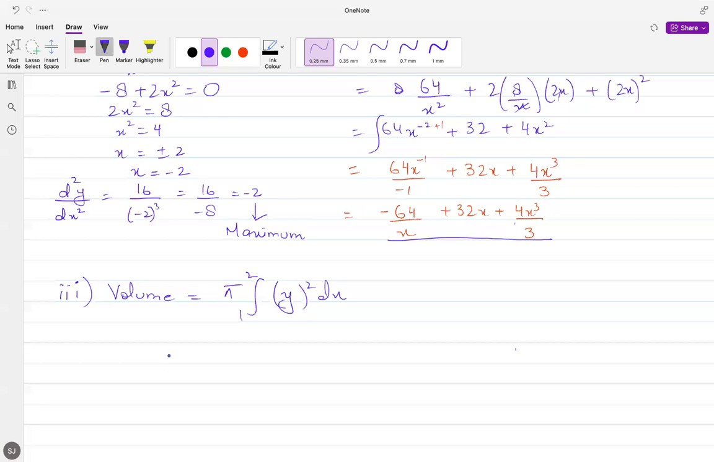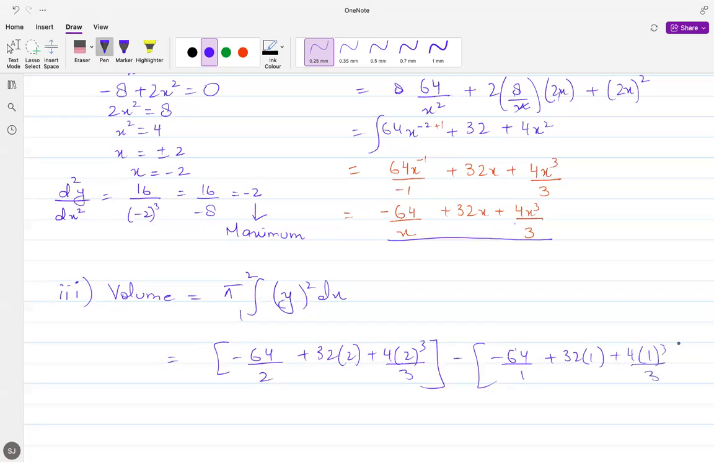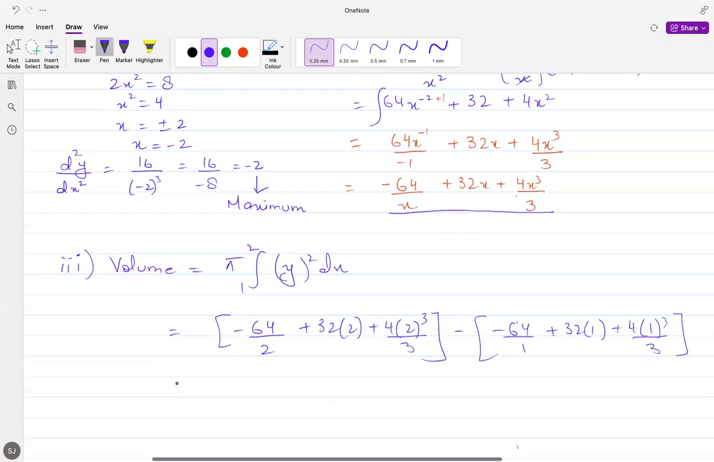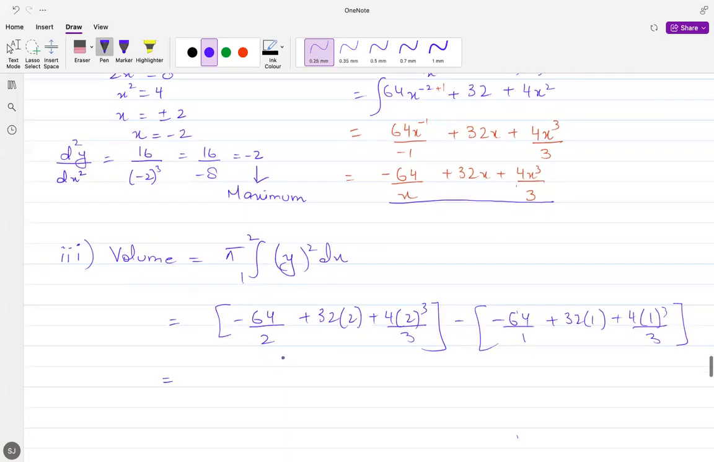So applying the limits 2 and 1 to minus 64 upon x. In place of x, first we'll put the upper limit, which is 2, plus 32 times 2 plus 4 into 2 cubed upon 3. And subtracting the lower limit, we'll get minus 64 upon 1 plus 32 times 1 plus 4 into 1 cubed upon 3. Substituting this value in our calculators, it will simplify down to 220 upon 3, and we'll add pi to the final answer. So the final volume will be 220 pi upon 3.